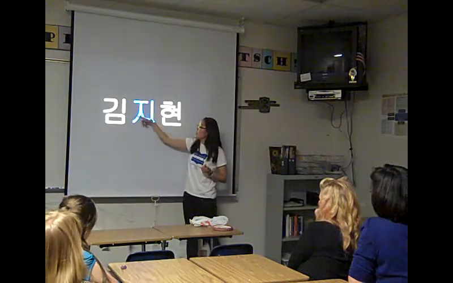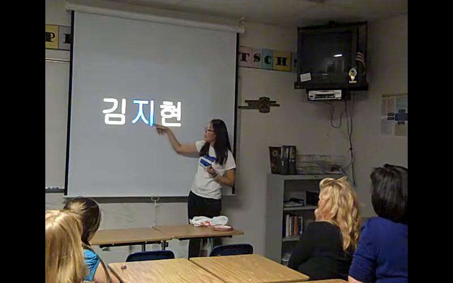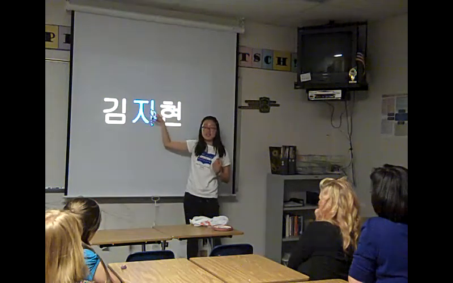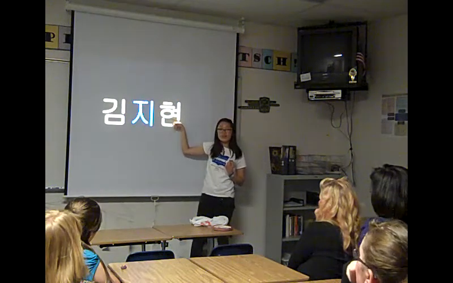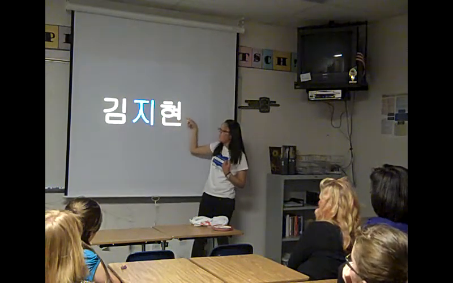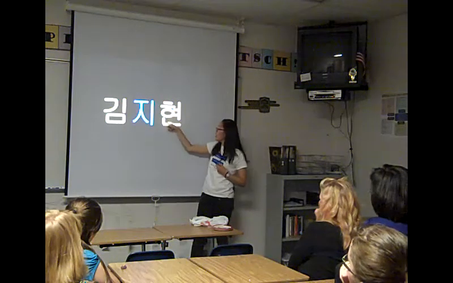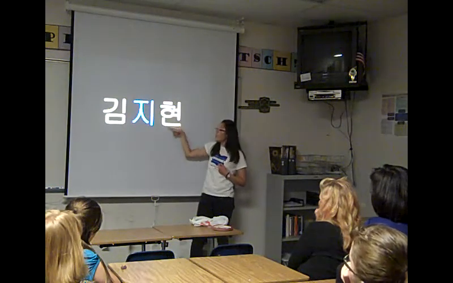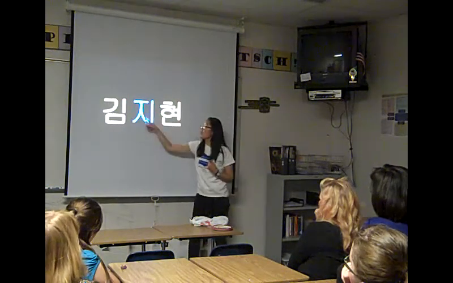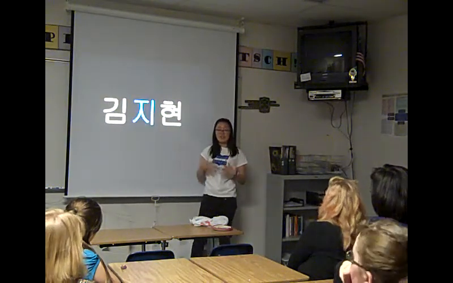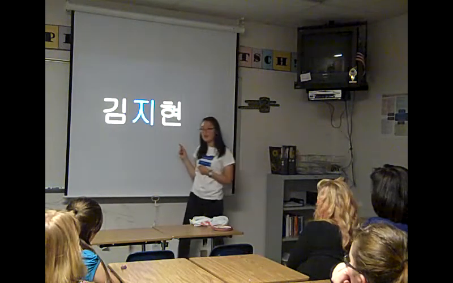And this is a sound of J, so G. And this is a sound of E. So together it makes G. And this has a sound of H, so H. And this has a sound of Y, so together it makes Y. And this has a sound of N, so this one makes the sound of Hyun. So Kim Ji Hyun is my Korean name, and this is how I write my name in Korean.